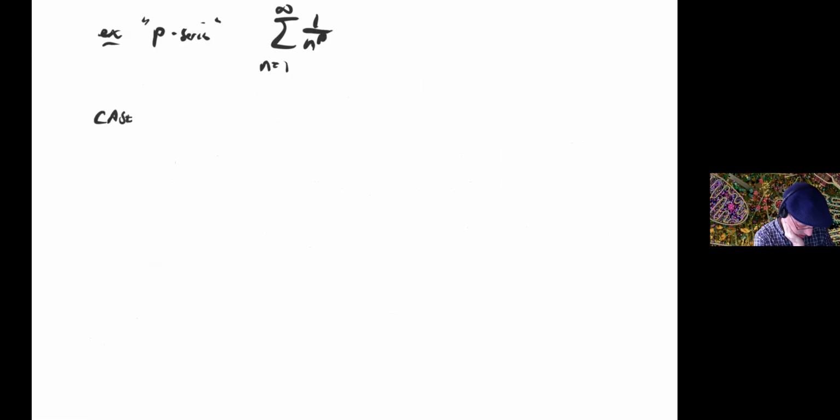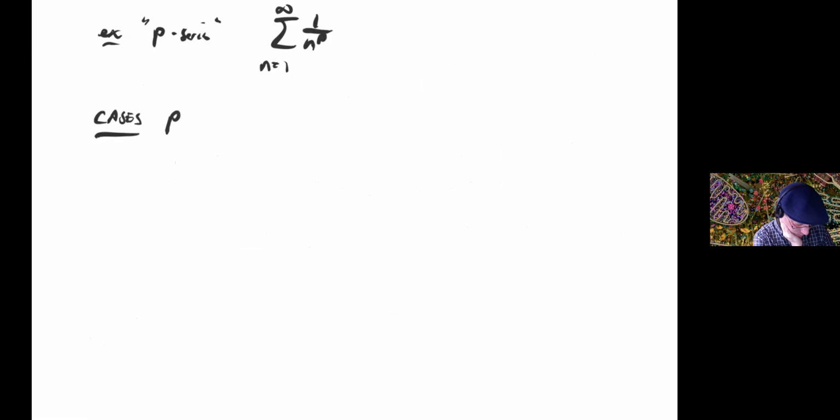The second example is the so-called p series. That's the summation of 1 over n to the p, n goes from 1 to infinity. Here p is any real number. Okay, so there are several cases to consider.